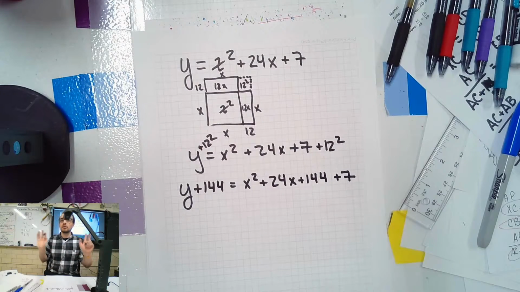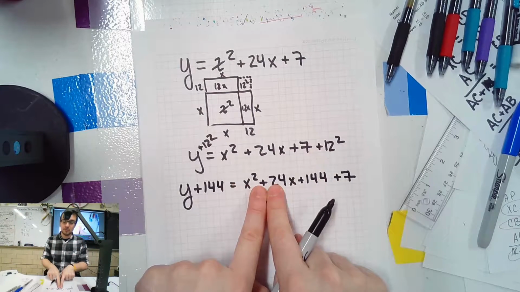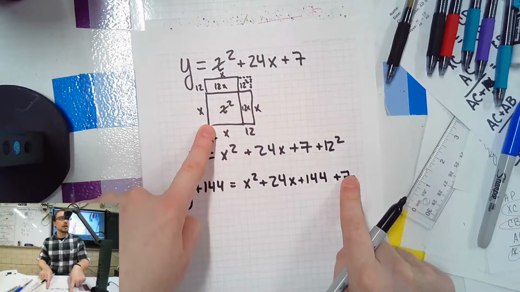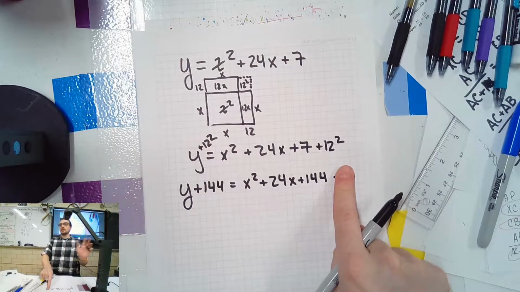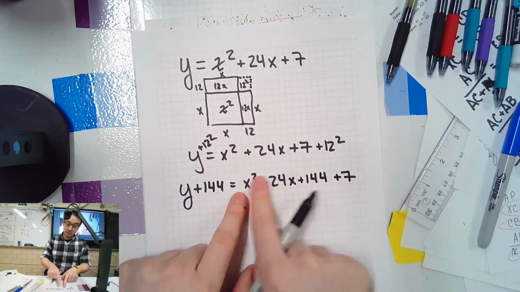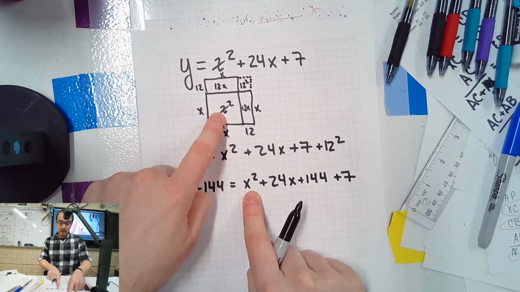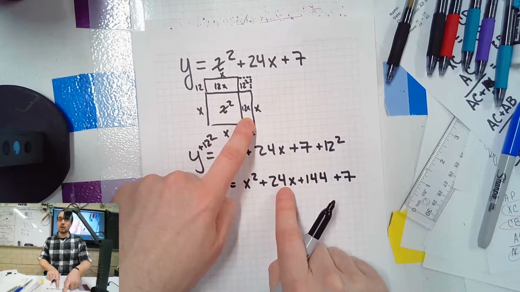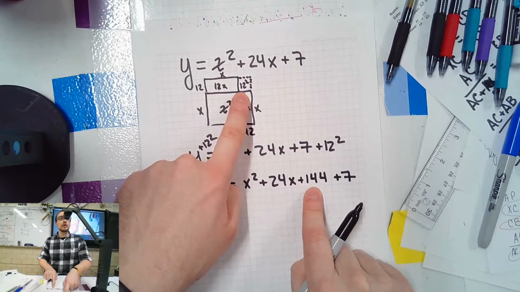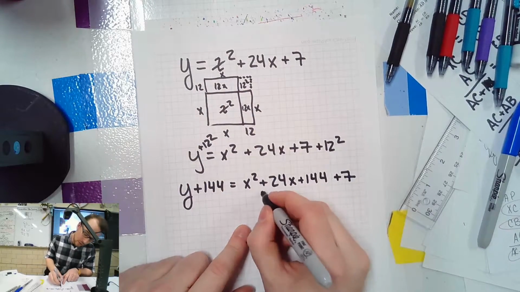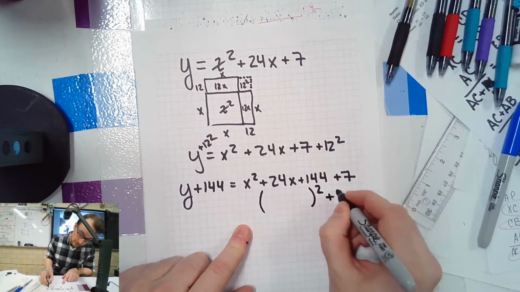Is that okay? The reason for that is because all of this is now a perfect square. That 7 I didn't do anything with, did I? That's just an extra bit. But this should be a perfect square, right? Because we have x squared plus 12x plus 12x, 24x, plus 12 squared. There should be a way to write that as a square.